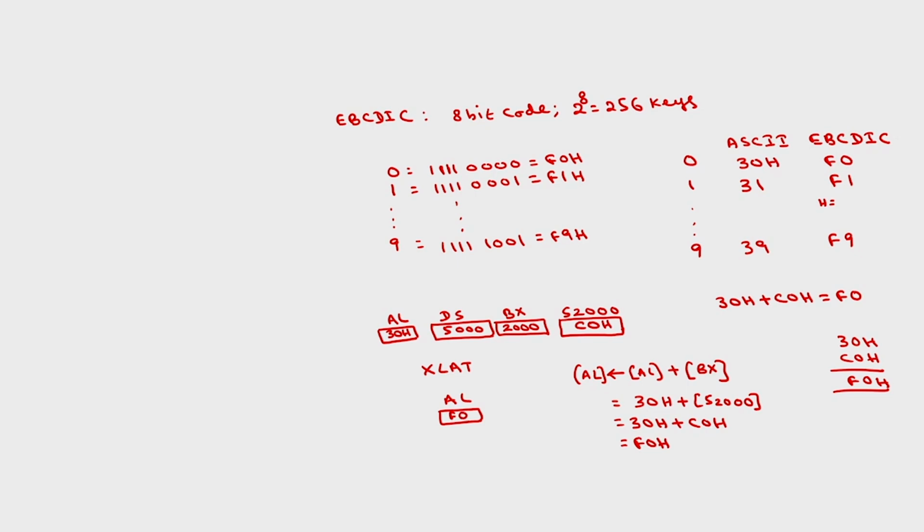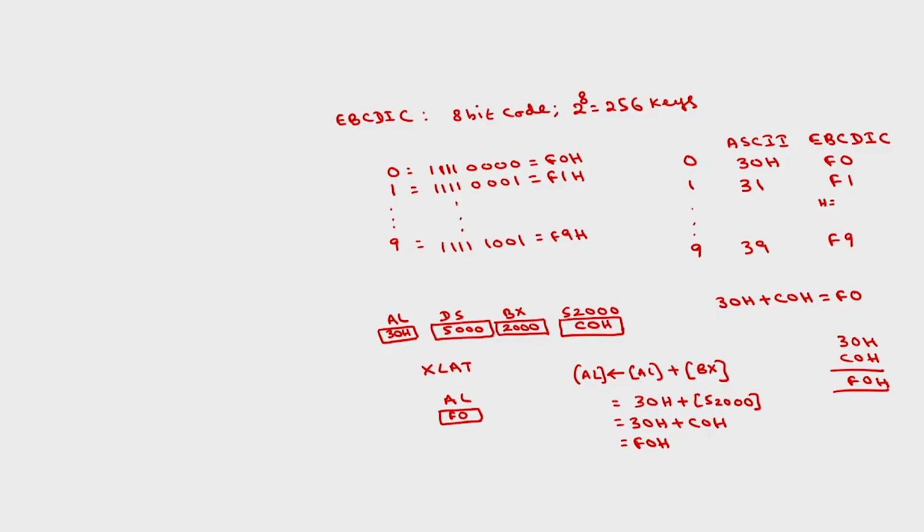So before the execution of this in AL we have 30H, after the execution we have F0H. So you see, 30H is the ASCII code corresponding to 0 and this is the BCD code corresponding to 0. Similarly, if I want for 1, we can store 31 here; if I store 32, 33, you will get the corresponding values. If I change this to 31, you will get F1, 32 we will get F2, 33 we will get F3. Like that we can convert ASCII code into BCD code. So you see the importance of this XLAT instruction.